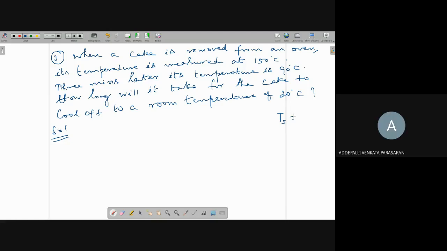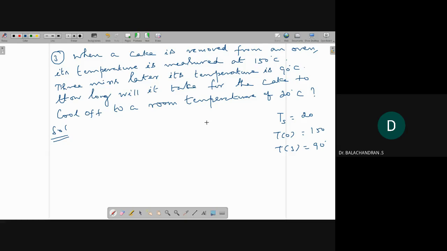20 degrees. Yeah, 20 is correct. What is your name? Parasam. Okay, good. What is T of 0? Initially, what is the temperature of the cake? 150 degrees. Yes, correct. And 3 minutes later, T of 3 is 90.